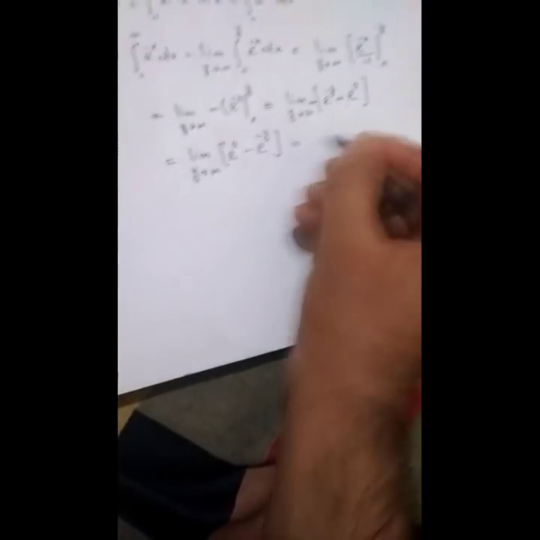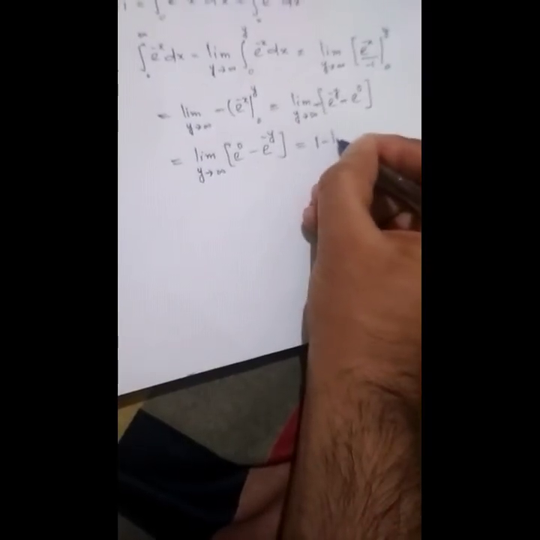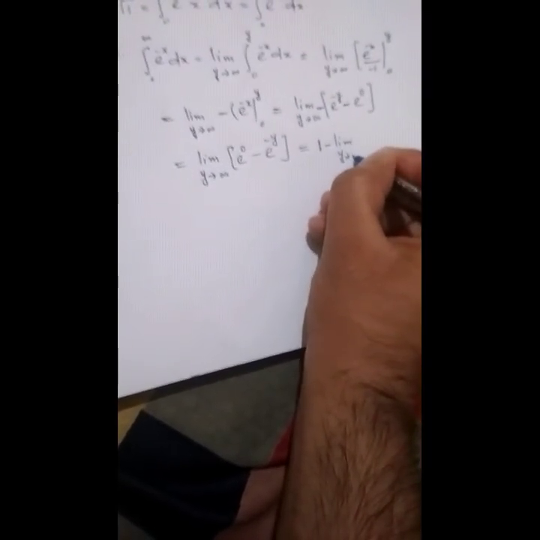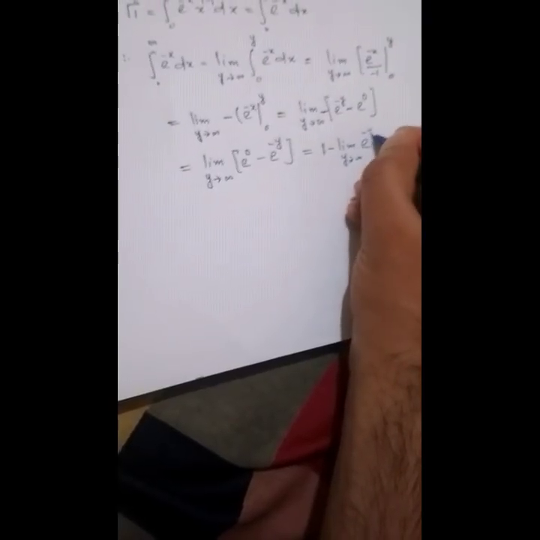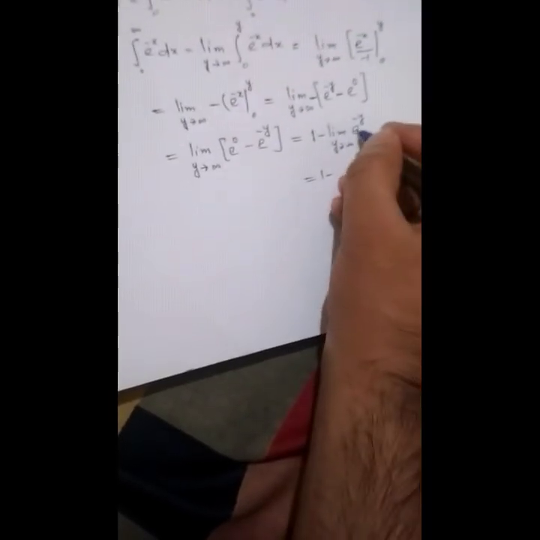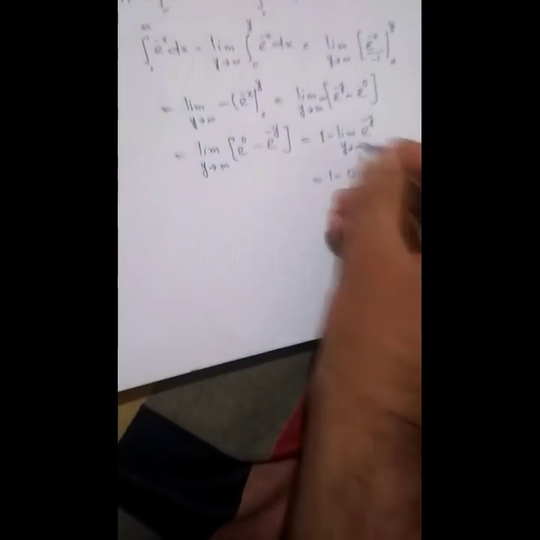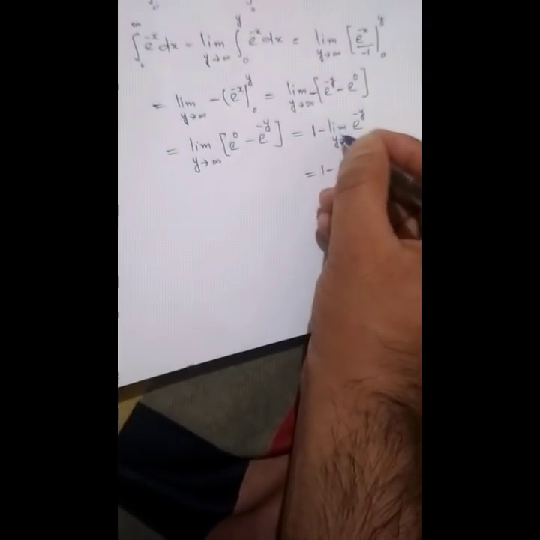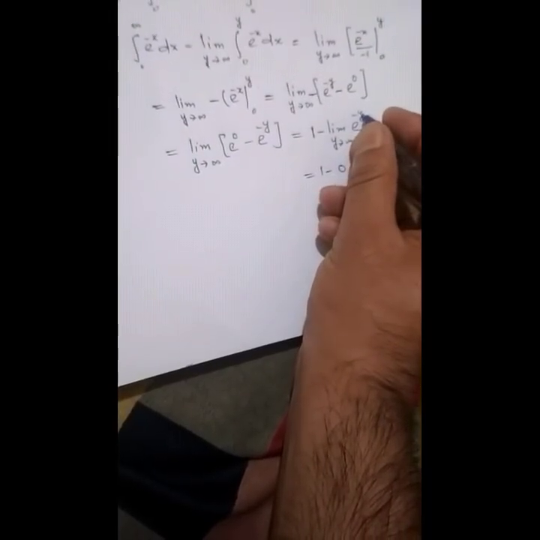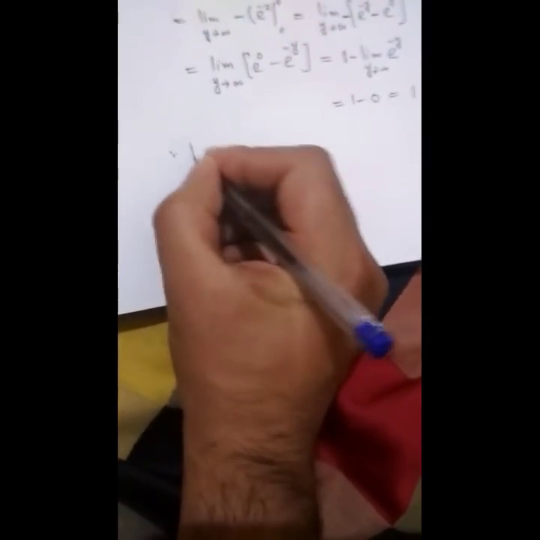So this is equal to, because e raised to power 0 is a constant, that is 1, minus the limit y tends to infinity of e raised to power minus y, and this is equal to 1 minus 0, because the limiting value of e raised to power minus y as y tends to infinity tends to 0, so we can write here 0, and this is equal to 1. Therefore we have shown that gamma of 1 is equal to 1.